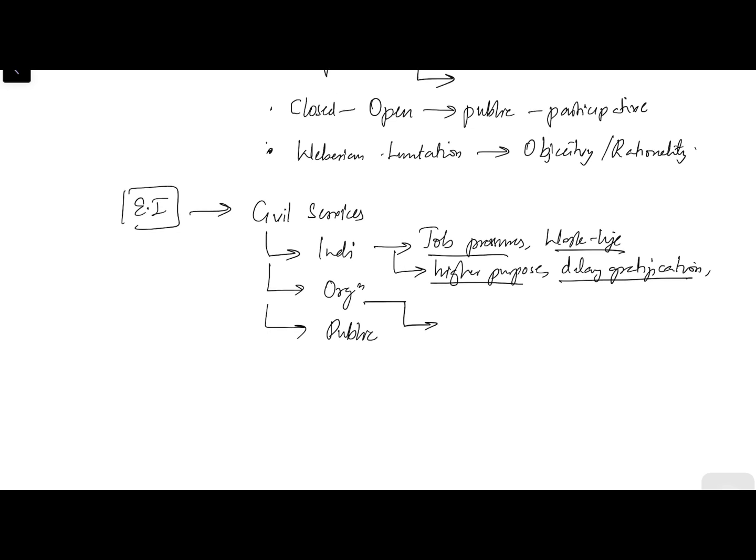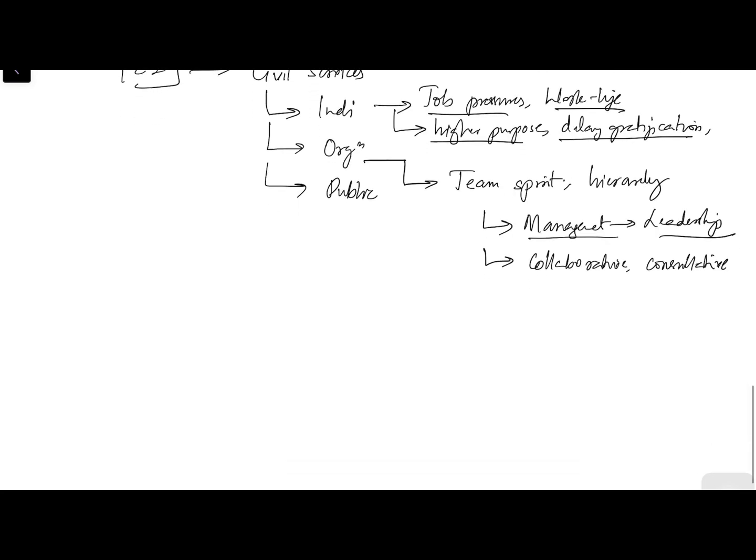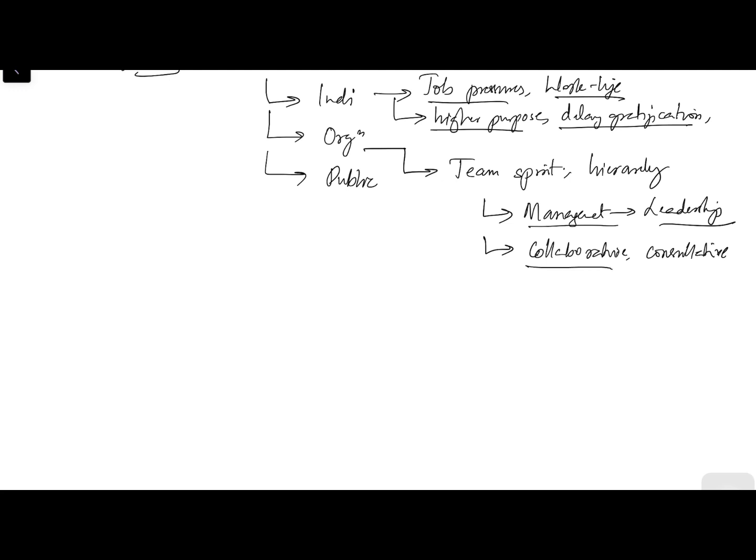And organizationally, what is the use of AI organizationally? We could say as a civil servant, it is important to build team spirit, and it is also important to manage the hierarchy. This is only possible with emotional intelligence, because it will turn the management to leadership, and it will also improve the collaborative approach and also consultative approach. So instead of giving orders to everyone and acting like all mighty, we could choose these paths by being emotionally intelligent.